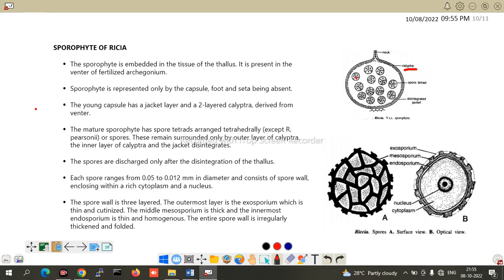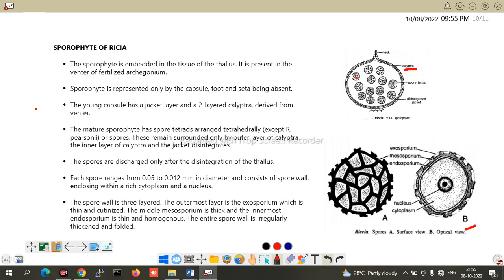The spores are released, and each spore ranges from 0.05 to 0.012 mm in diameter and consists of a spore wall. Look here at the spore surface view, and the microscopic view in portion B. It is 3-layered: outer exosporium, middle mesosporium and inner endosporium. The entire spore wall is irregularly thickened and folded.